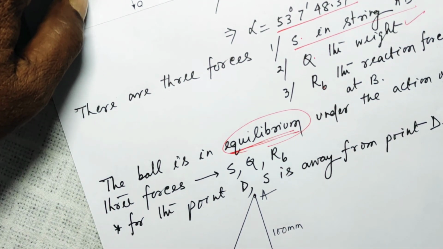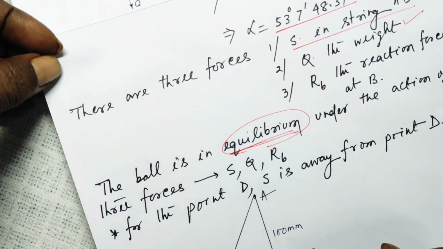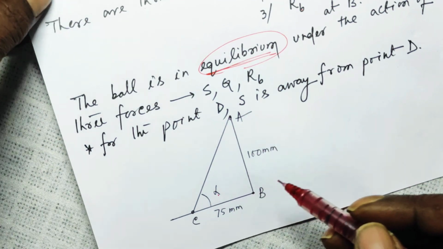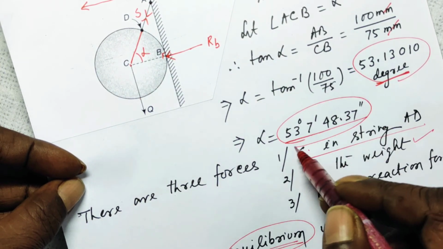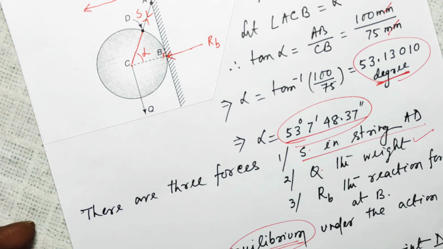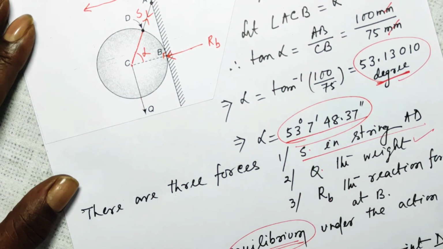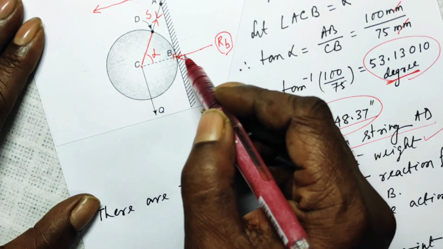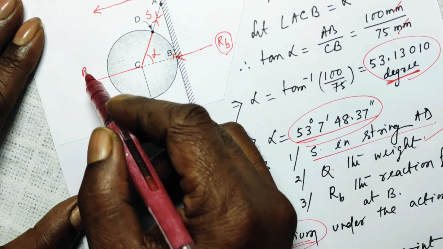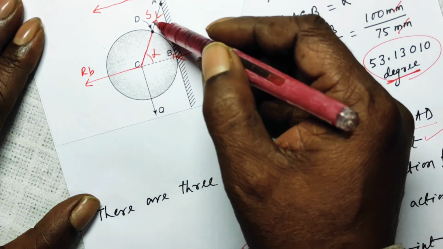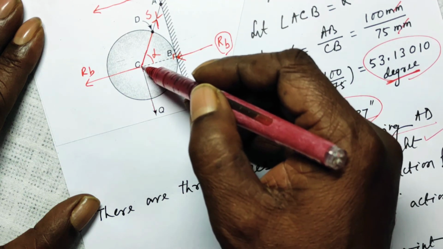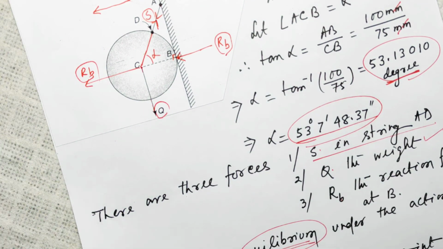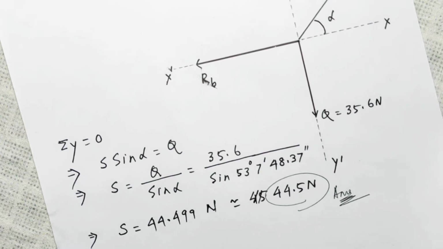Now, I explained from the triangle ACB, which I have drawn here, tan alpha is found out by 100 by 75, so alpha has been already calculated. Now let us draw the free body diagram at point C. Means you can shift this reaction force RB parallel to itself and show it here. This will be your RB. This is your tension force and this is your Q. So at point C there are three forces, RB, S and Q. So the free body diagram at point C looks like this.